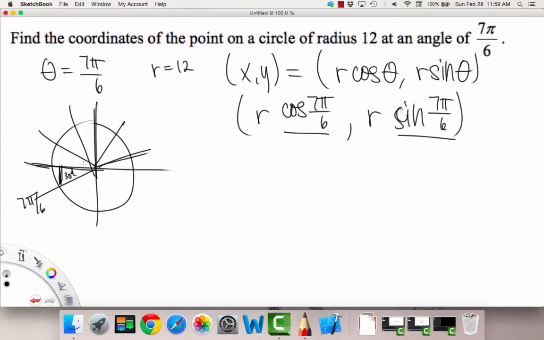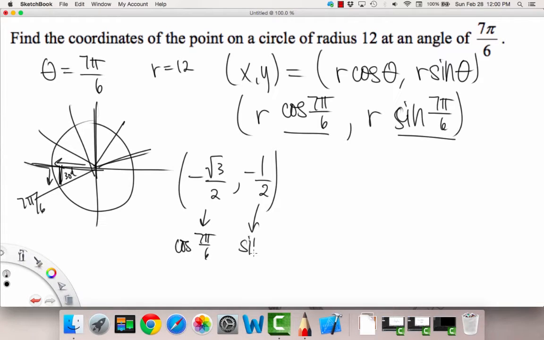And so we're going more in the x direction, in the negative x direction, and then we're going to go a little bit in the negative y direction. So going more in the negative x direction gives us this negative radical 3 over 2, and a little bit in the negative y direction gives us this negative 1/2. Okay, so this is cosine of 7 pi over 6, and this is sine of 7 pi over 6.